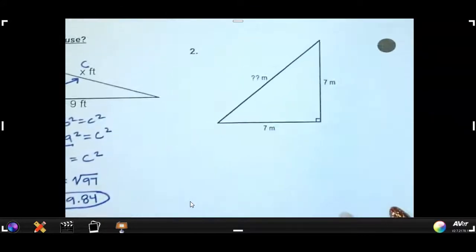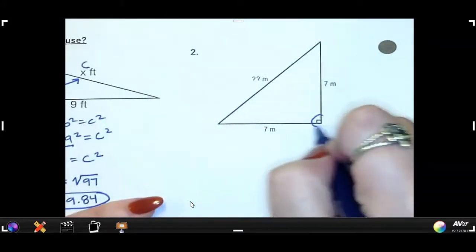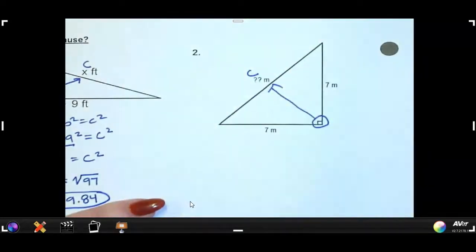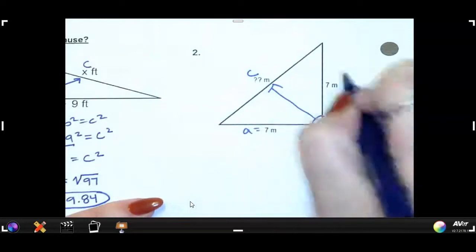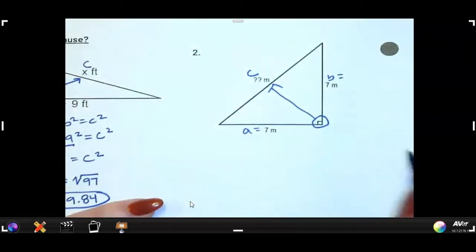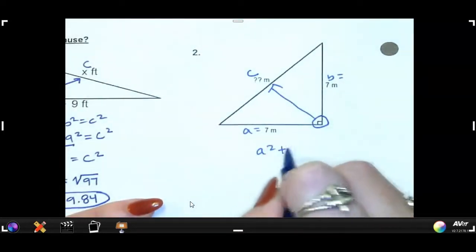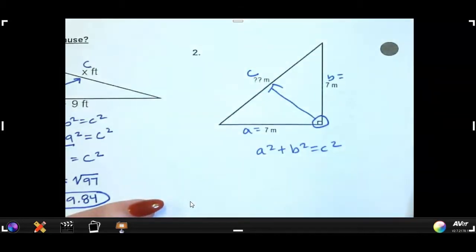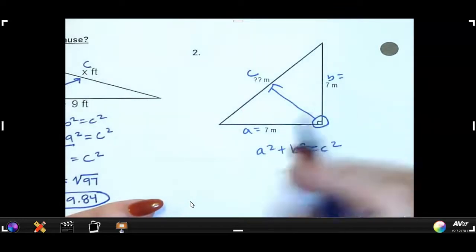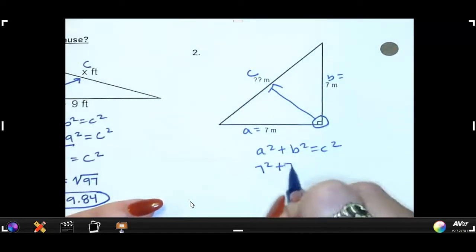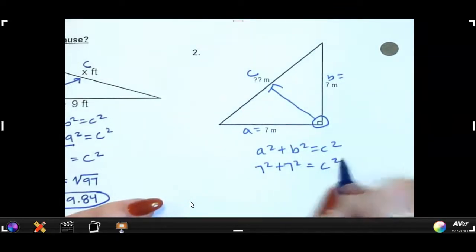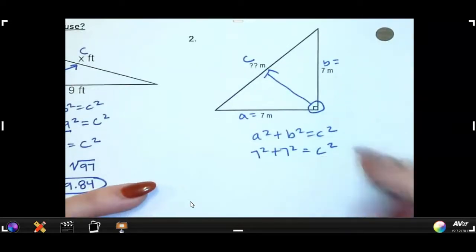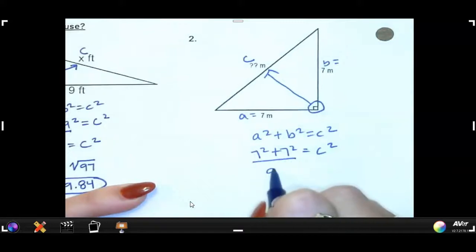Okay, let's take a look at number 2. Here's my right angle. So directly across from it is my hypotenuse. So we can use the other 2 sides as A and B. Formula first, A squared plus B squared equals C squared. I'm going to fill in A and B. So 7 squared plus 7 squared. And again, we don't know C, so we're going to leave him alone. Okay, 7 squared plus 7 squared is 98.